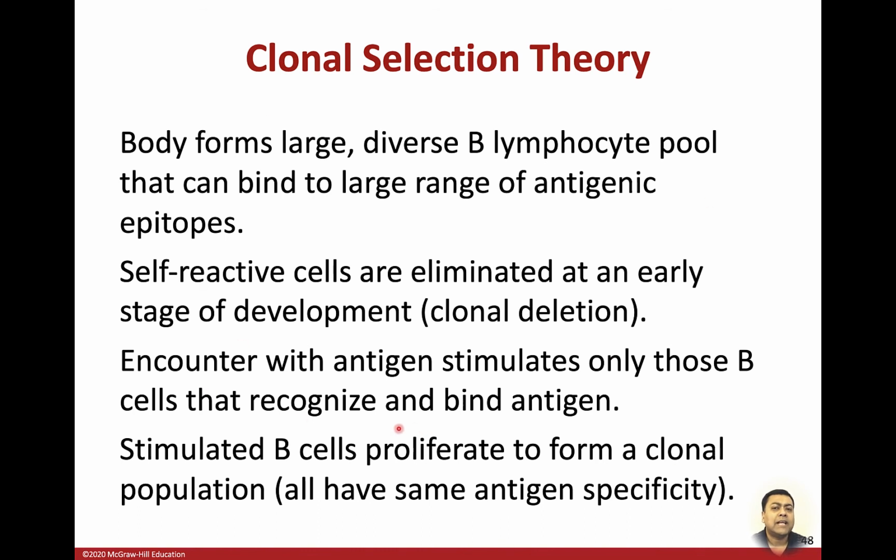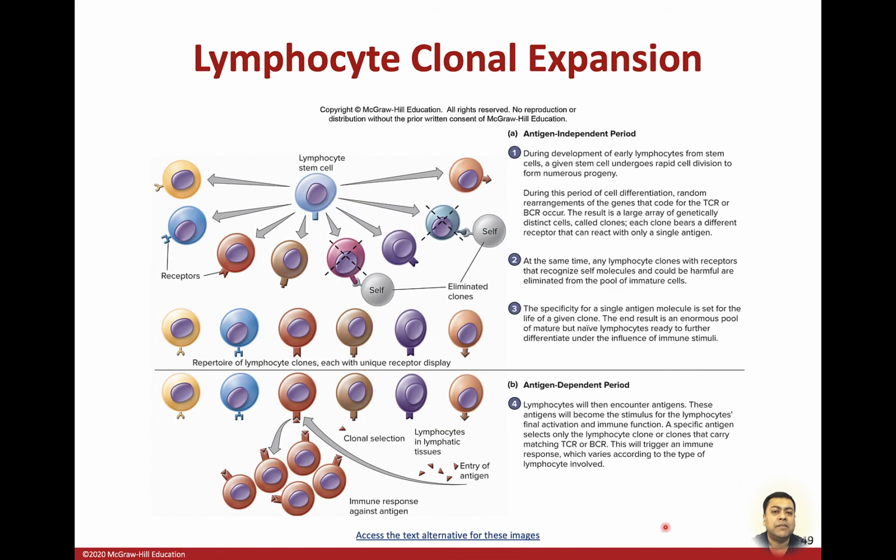And the clonal selection theory, remember that. This is a repetition of the same thing. The body forms a large diverse B lymphocyte pool that can bind to a large range of antigenic epitopes. Self-reactive cells are eliminated at an early stage of development. This is called the clonal deletion. Encounter with the antigen stimulates only those B cells that recognize and bind the antigen, and stimulated B cells proliferate to form a clonal population. All have the same antigen specificity.